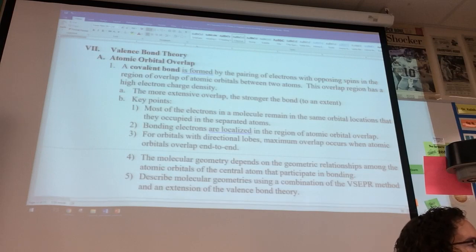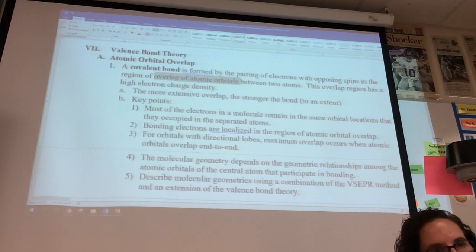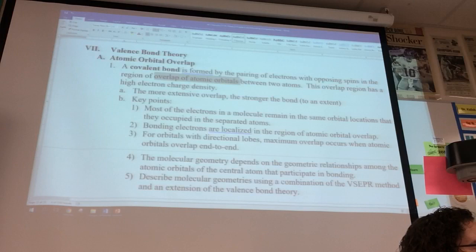Well, what you're going to see is that a covalent bond is formed when you have a shared pair of electrons with opposite spins in a certain region of overlap. The atomic orbitals overlap between two atoms. There's a very high electron charge density there. What you have is a molecular orbital where the electrons in the bond are more likely to be found. The more they overlap, the stronger the bond, for the most part.